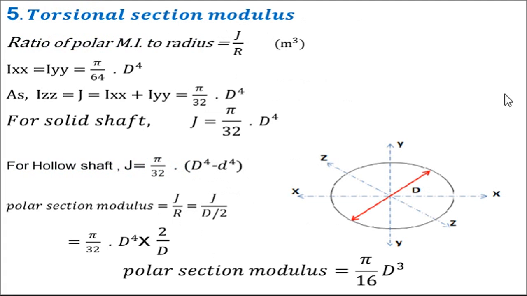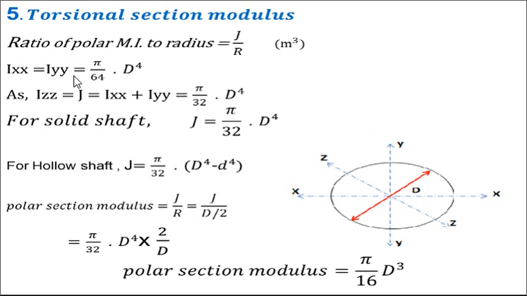The next important term is the torsional section modulus. For that I have drawn a figure which has all three axes. This is a cross section of the shaft. There is an x axis, exactly perpendicular a y axis, and along the length of the shaft, the longitudinal direction, that axis is the ZZ axis. The torsional section modulus is the ratio of polar moment of inertia J to radius. Its value is in meter cube.